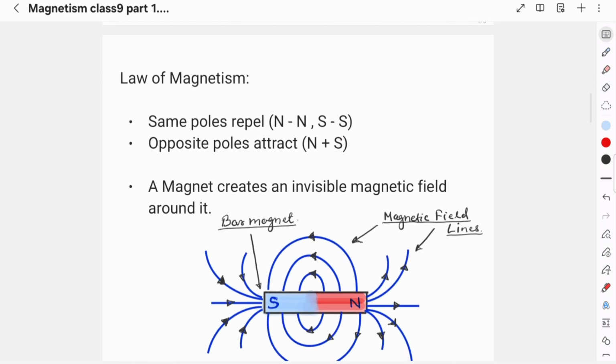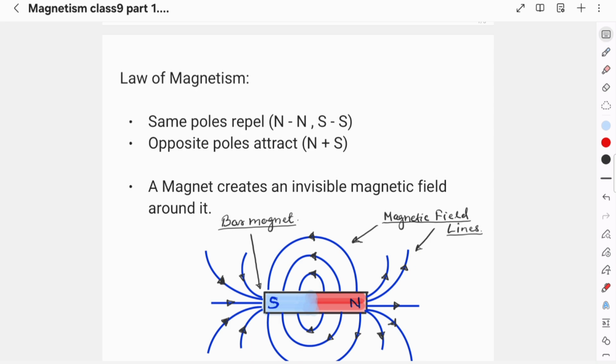Now what is the law of magnetism? The law of magnetism says same poles repel each other. That is, if a north pole of a magnet is facing the north pole of another magnet, both the magnets will repel each other. Similarly, with the south poles. So like poles will repel each other and opposite poles attract. When a north pole of a magnet is facing the south pole of another magnet, they will attract each other.